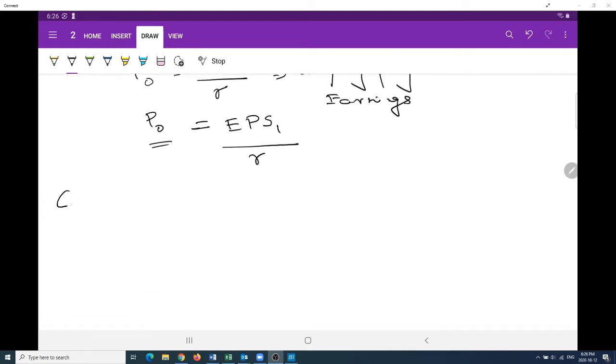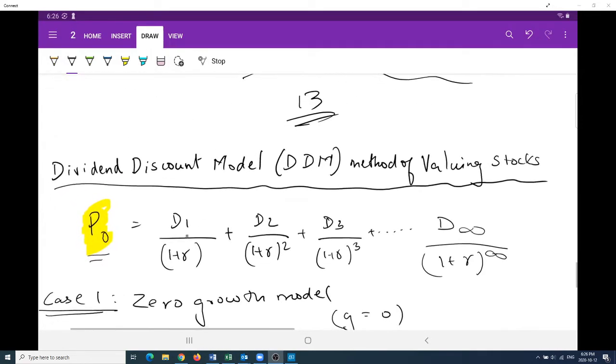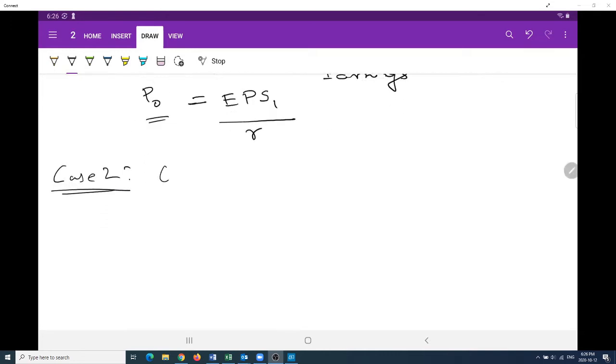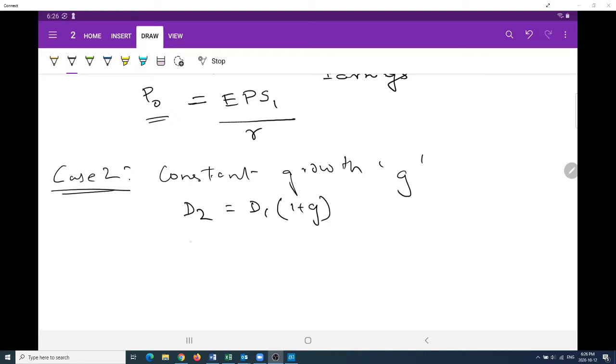The next scenario is where you simplify this dividend growth model, and now you'll be looking at the constant growth model. So dividends grow at a constant rate of G. Here that would mean dividend in time period 2 is going to be dividend 1 growing by a growth rate of G. Dividend at time period 3 is going to be dividend 2 growing by a growth rate of G, and so on.